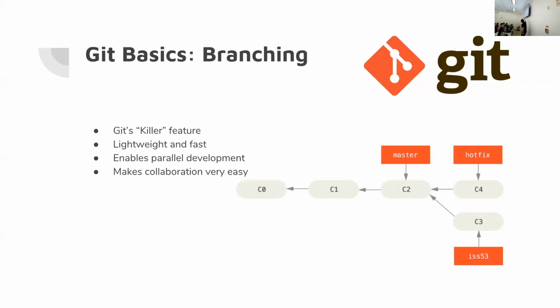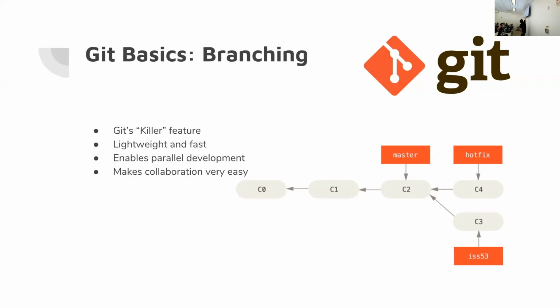So over here, these are different commits. So these are snapshots of your code at this point in time. And these are your branches. So this is some issue number 53, a hotfix, your master branch. And branches will basically just point to these commits.